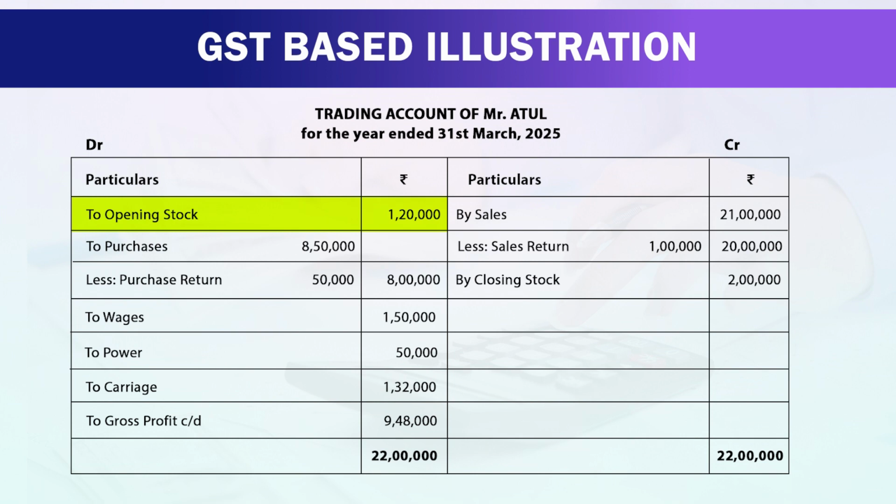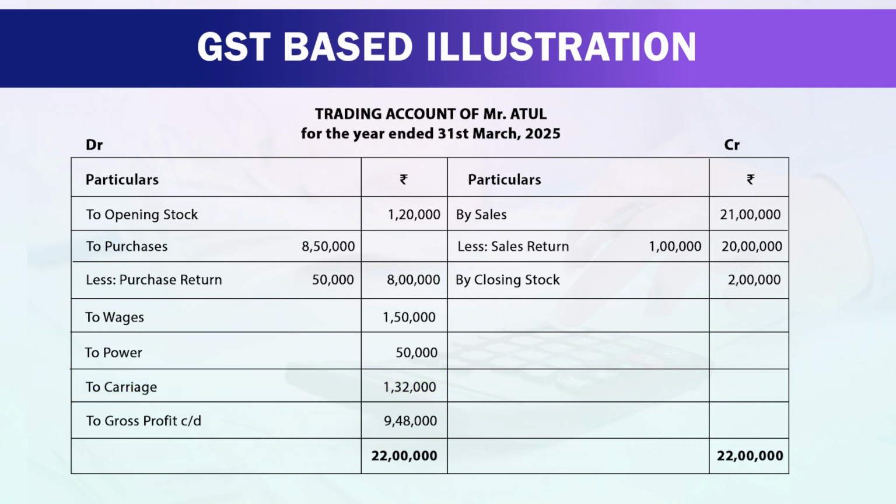Obviously, the very first item is opening stock of rupees 1,20,000. We have purchases of rupees 8,50,000. From that, we will deduct purchases return, it is deducted 50,000 rupees and net amount is 8 lakh. Then after wages 1,50,000, power 50,000, carriage inward 1,32,000.